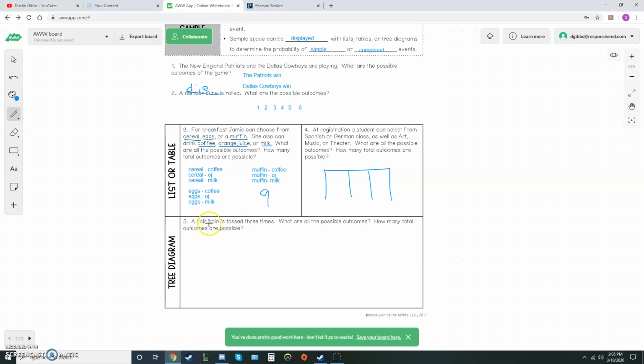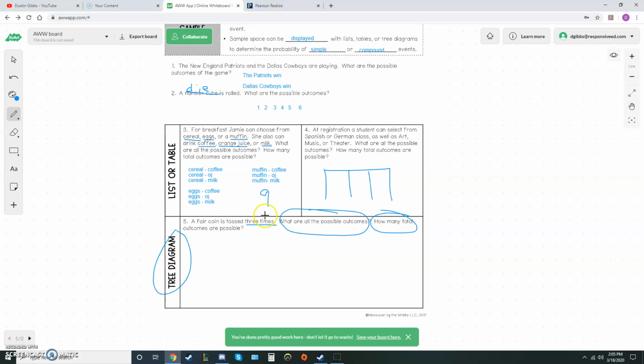So it says a fair coin. They'll say that because sometimes coins can be weighted where it'll land on the heads rather than the tails to trick people. Anyway, so this coin is fair and it's tossed 3 times. It says, what are all the possible outcomes and how many total outcomes? So pay attention to this, okay, because we're going to use a tree diagram to do this.